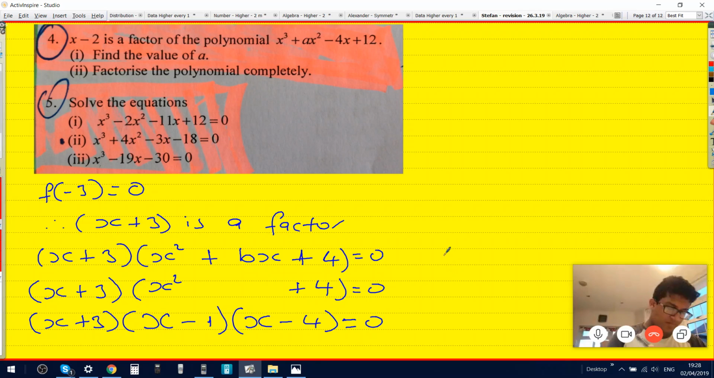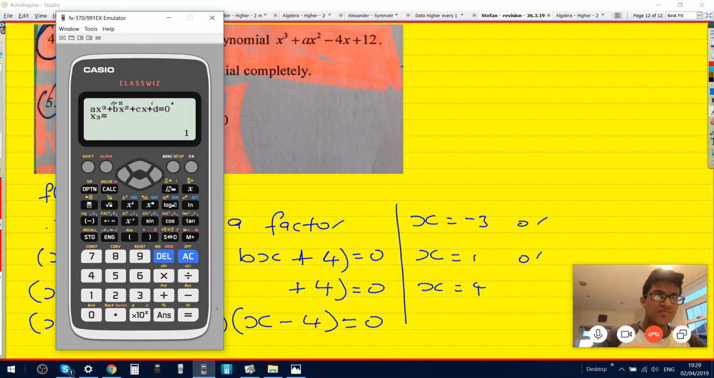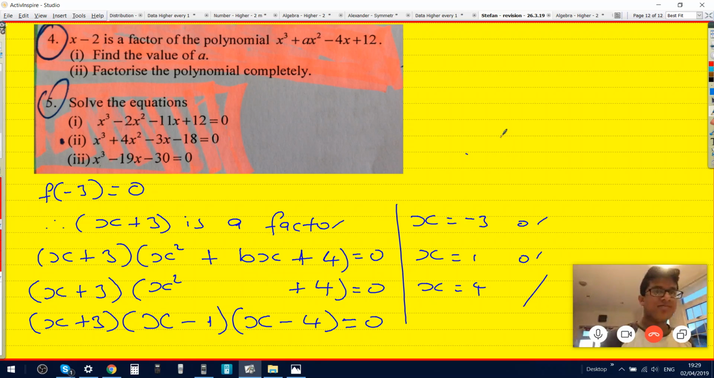And you have to solve it. Therefore x equals minus 3, or x equals 1, or x equals 4. And if you're using your calculator, x equals minus 3, x equals 4, x equals 1. Yep. Any questions there?